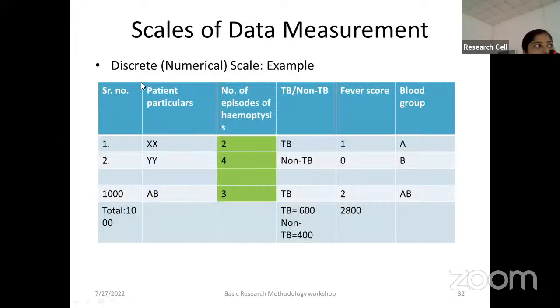For example, we have this numerical scale, like suppose we have a data sheet for say n number of people. Okay, we have the patient's particular, or rather the participant's particulars, so we may have the name, registration number, etc. And we want to see the number of episodes of hemoptysis. So can these number of episodes of hemoptysis be counted as 2.1? 2.4? No, they cannot be. They need to be discrete. They need to be integers. Okay. So here we have that data to be recorded as the number of episodes of hemoptysis is 2, 4, 3, and so on and so forth. Okay. So this is a discrete or a numerical scale for the data.